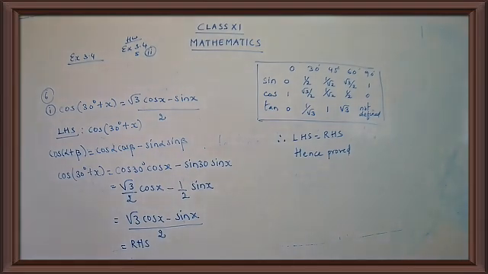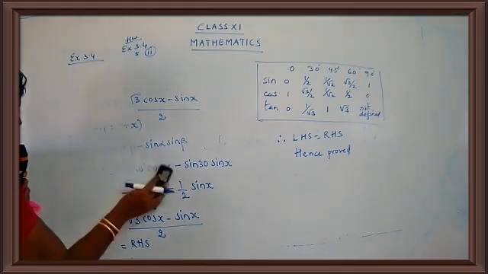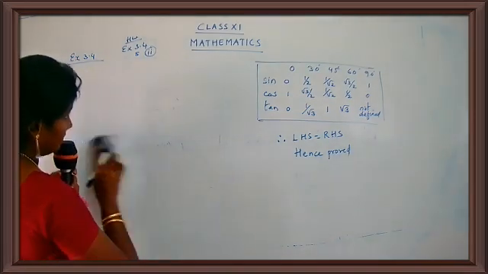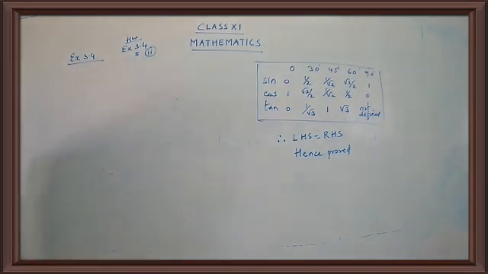What is the second subpart, children? It's cos pi plus theta is equal to minus cos theta. Straight on the second subpart. Shall I rub this? I hope you have done this. Okay, good. Let's do the second subpart.